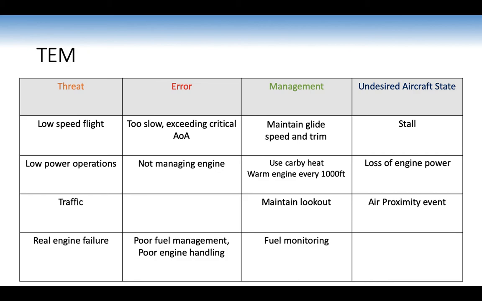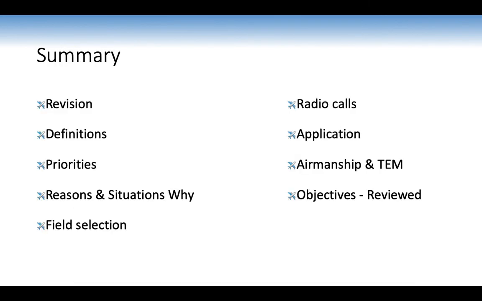We've got the threat of traffic. Maintain lookout is a management technique, and the undesired aircraft state is an airprox event. So the error will be poor lookout due to the high workload. And then finally, real engine failure: the error will be poor fuel management and poor engine handling, the management is fuel monitoring, and the undesired aircraft state will be a real forced landing. So there's 4 threats here. It's certainly not limited to these 4 threats in this lesson. There's a lot more that exist. So make sure you're aware of them and you prevent it from reaching that undesired aircraft state.